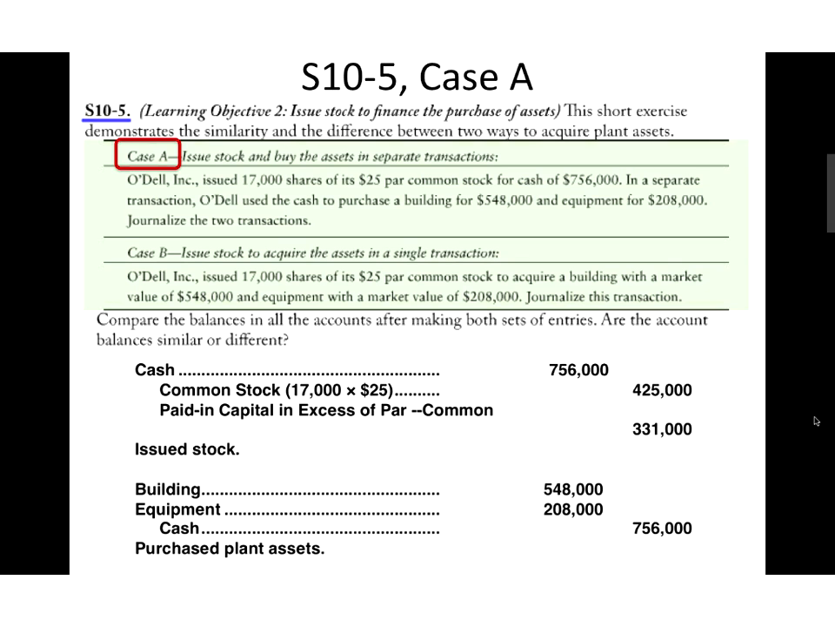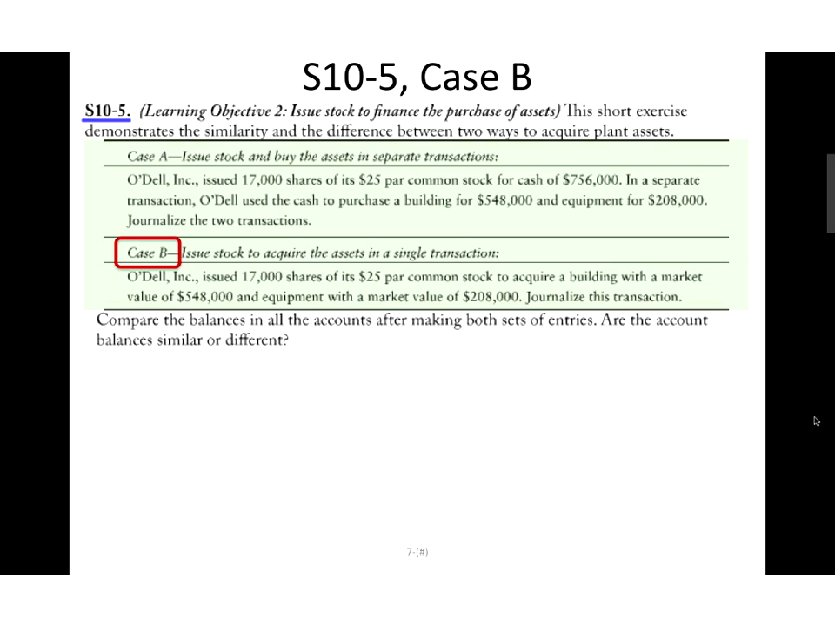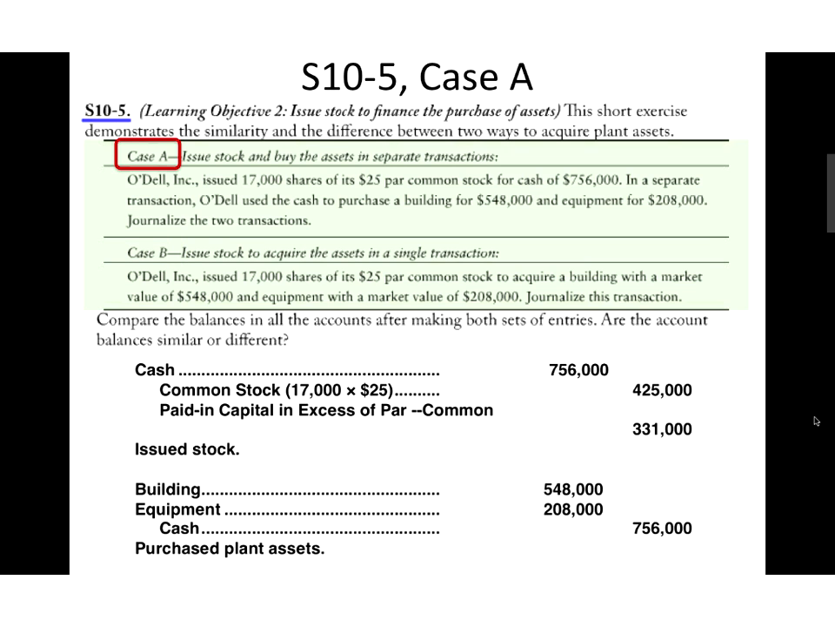Case B, what we're doing is we're cutting out the cash. Instead of issuing the stock for cash and turning around and buying the assets, let's just issue stock for the building and equipment. Before I leave this, I want to show you. In case B, skipping ahead, there's no cash involved. We have no cash here, we have no cash here. Those are the same amount, so we have the 756 here. There's no cash involved. We take this building and equipment that we had here, and we do one entry.